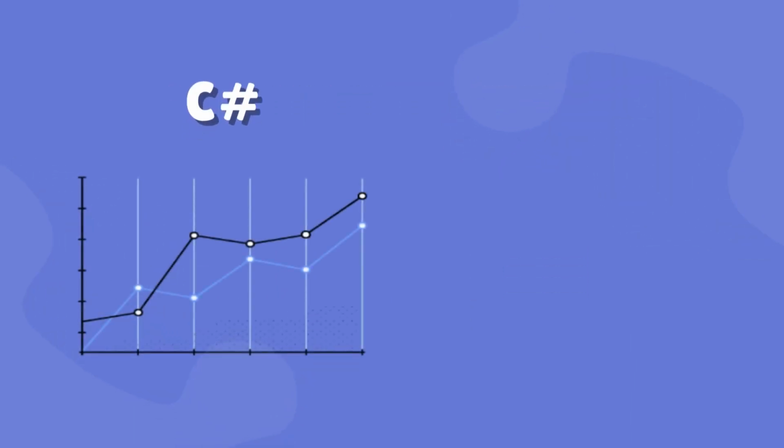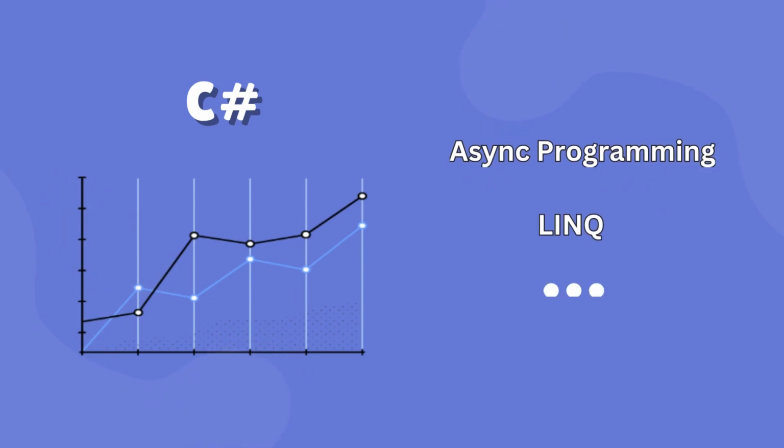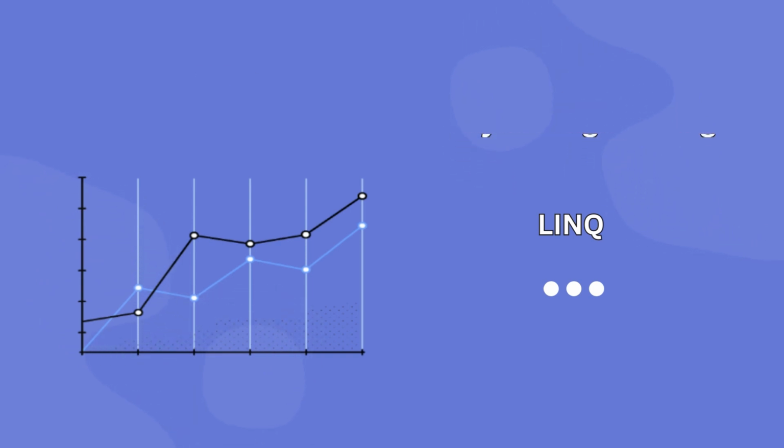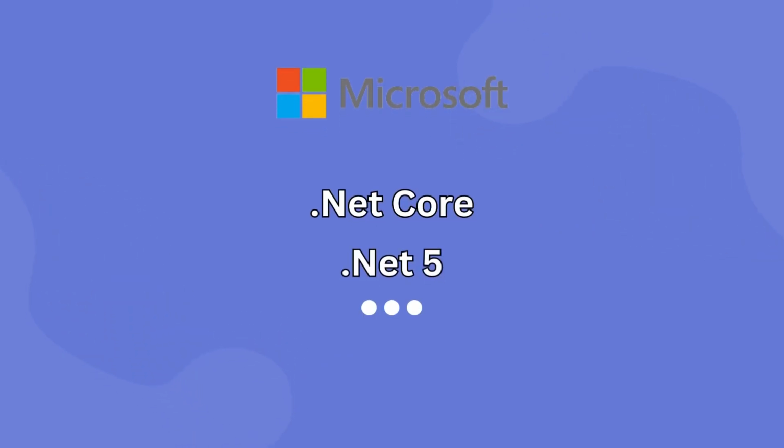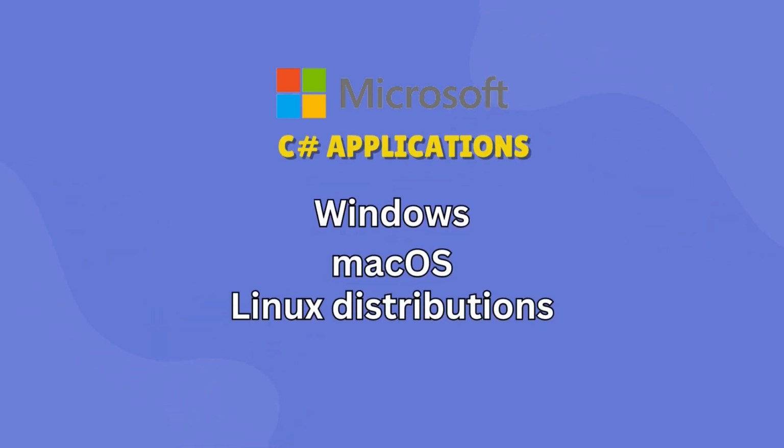C# has evolved over the years and includes many modern language features, such as support for asynchronous programming with async await, language-integrated query for data manipulation, and more. While C# was initially developed for Windows, Microsoft has since created tools like .NET Core and .NET 5 and later versions to enable cross-platform development. This allows developers to build C# applications that can run on Windows, macOS, and various Linux distributions.